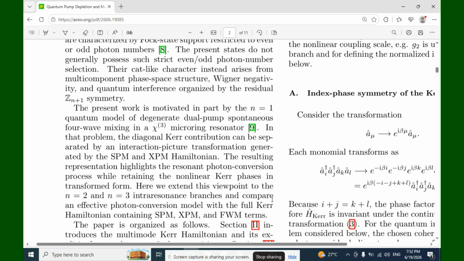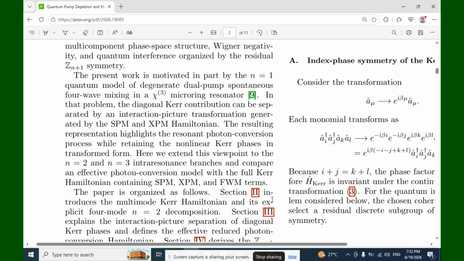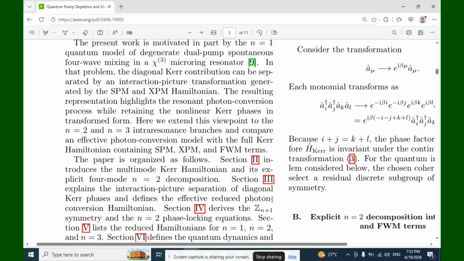Here we extend this viewpoint to the n = 2 and n = 3 inter-resonance branches and compare an effective photon conversion model with the full Kerr Hamiltonian containing SPM, XPM, and FWM terms. The paper is organized as follows. Section 2 introduces the multimode Kerr Hamiltonian and its explicit n = 2 decomposition.